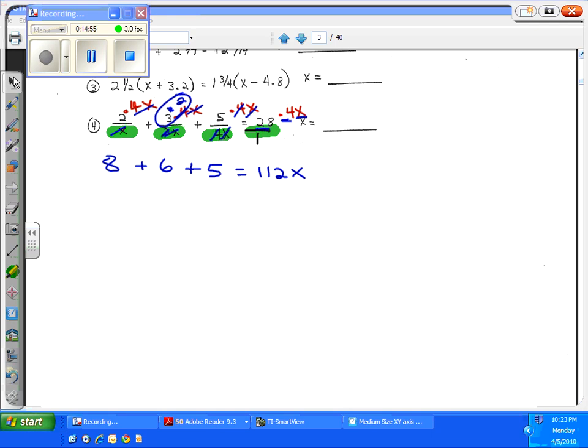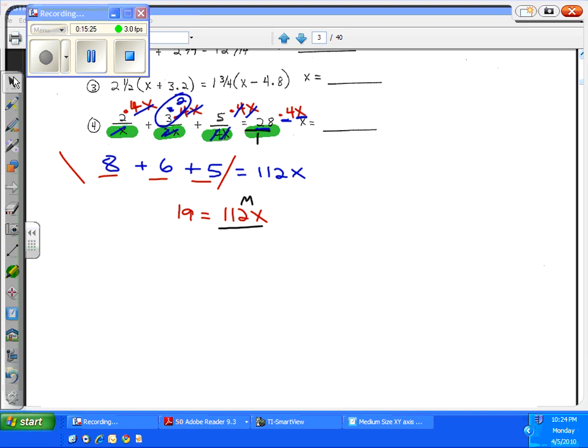So we removed the variable from the denominator, and made there be no fractions at all by multiplying through by the common denominator 4x. Now what we're going to do is anything we can to simplify, and we can simplify here by combining like terms and get 6 and 8 is 14 and 5 is 19 is equal to 112x.